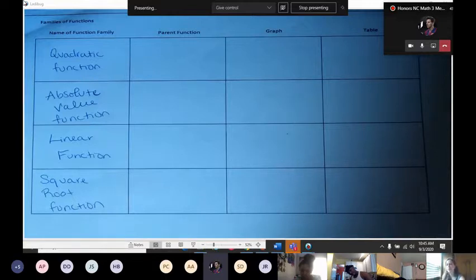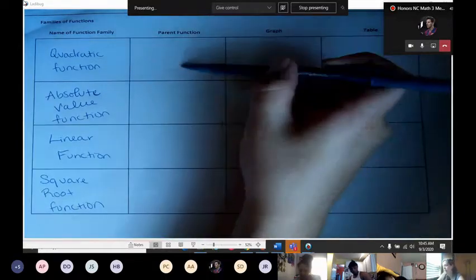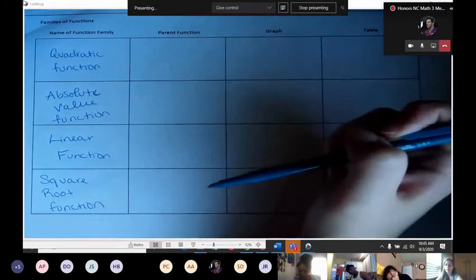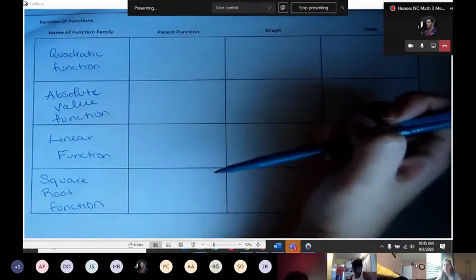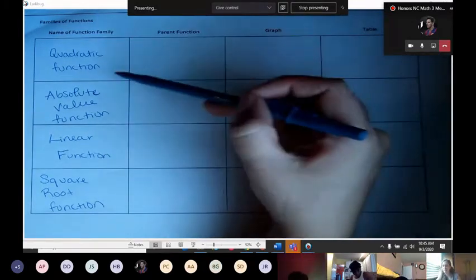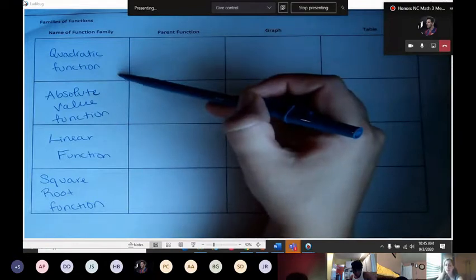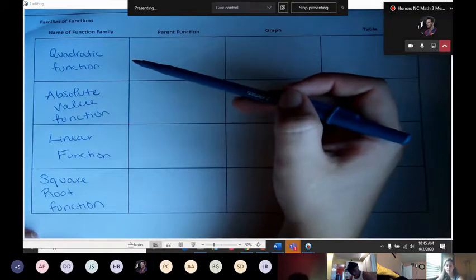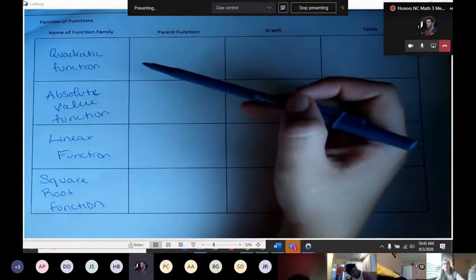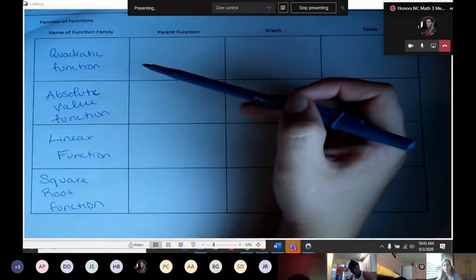Okay, so we're going to write each of the parent functions for these families. The parent function means it's the function that represents this type of function without any transformations or stretches or compressions or reflections.